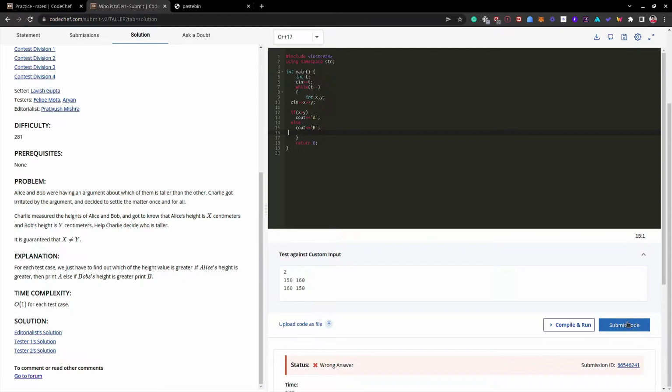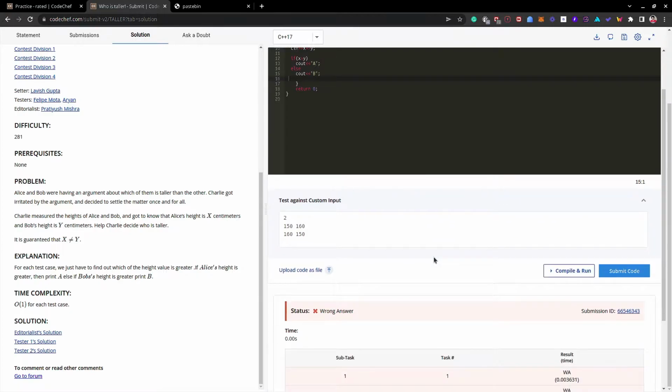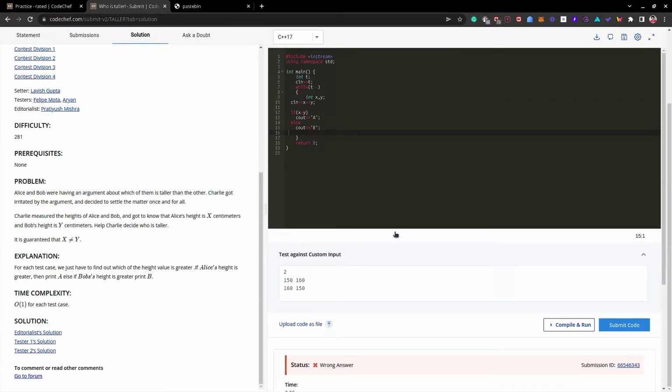Okay, I was getting wrong answers because I just didn't know what is x and what is y. That's why I was getting wrong answers. For the previous one, I just have to change the position of a and b. Okay, it's still a wrong answer. Wow, nice.